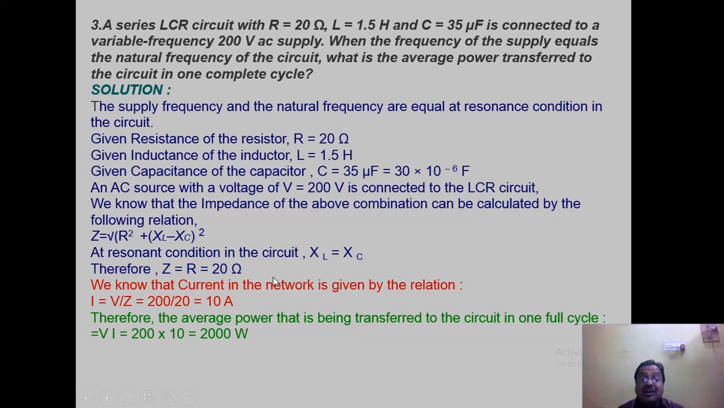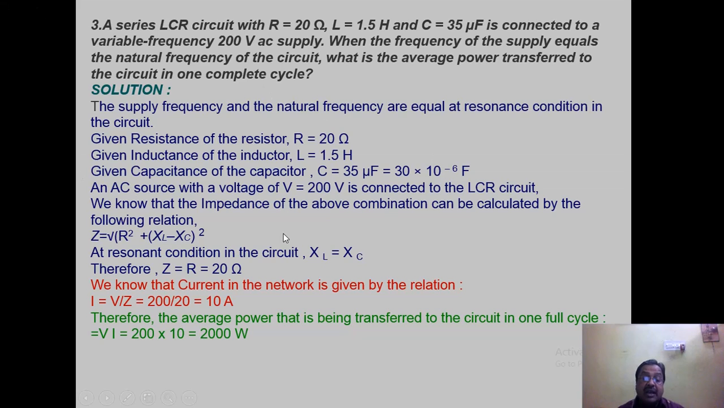So what is the current in the circuit? As per Ohm's law, current equals potential difference by resistance, meaning opposition offered. And you know the net opposition offered by all the circuit elements L, C, R, the three being inductor, capacitor, resistance, is the net opposition Z. So I equals V by Z. Z equals R here. V is 200, Z is 20 SI unit. If you calculate, I equals 10 ampere.